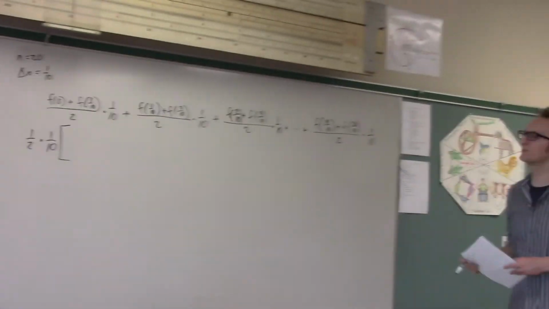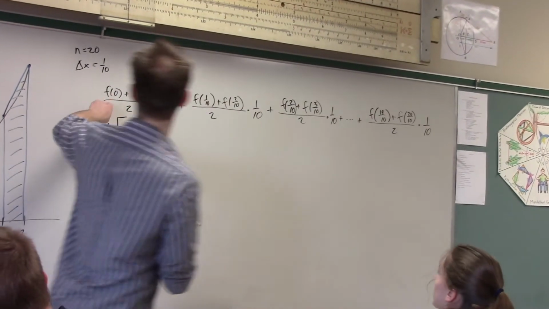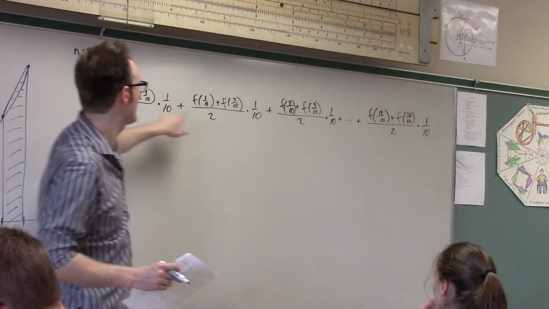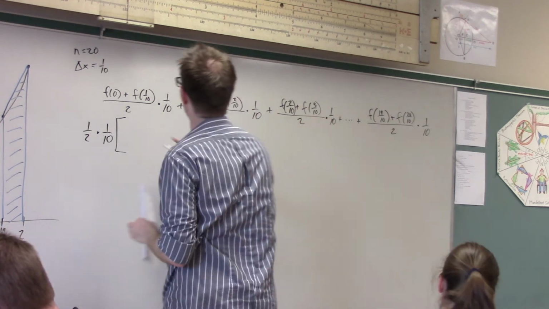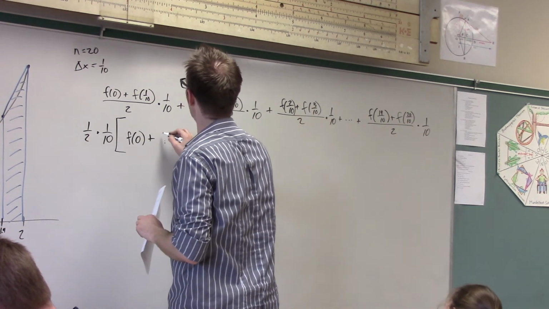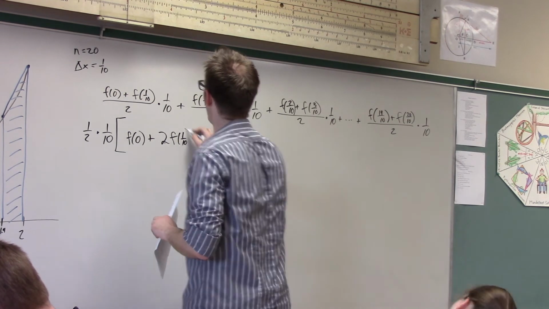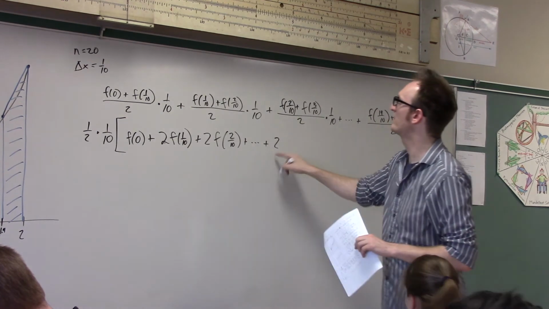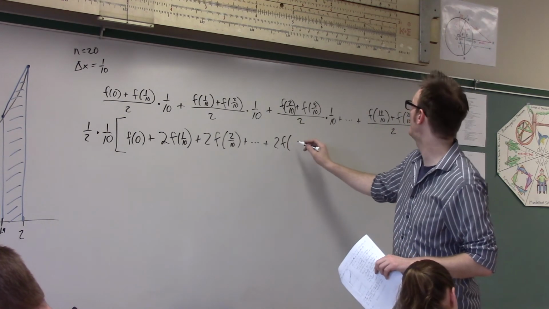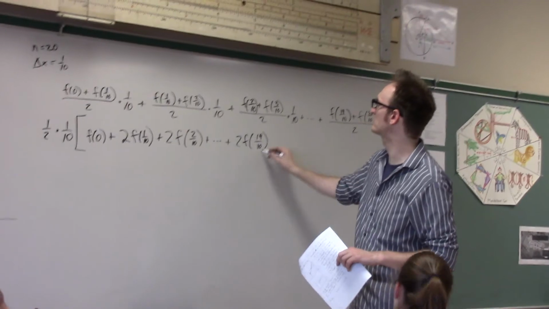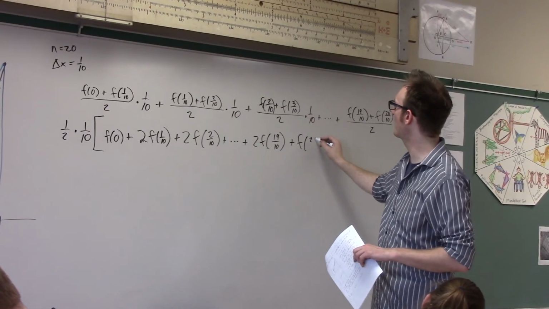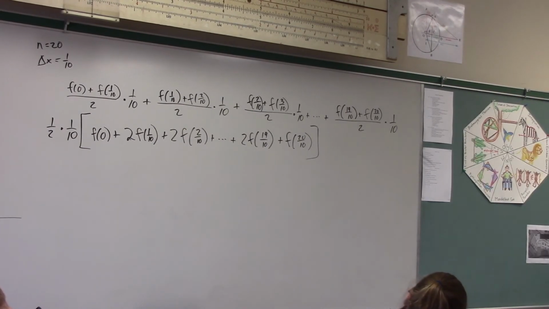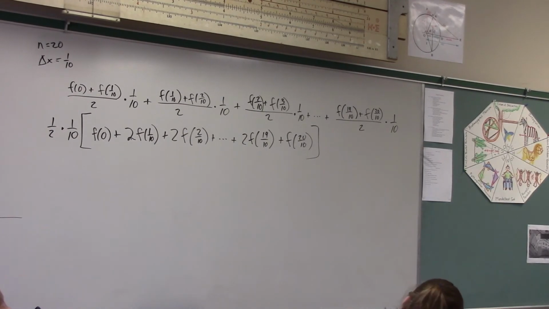I'm left with a whole bunch of y values, but I have one f of 0, then two f of 1/10, right? And then I have two f of 2/10. And so this becomes f of 0 plus 2 f of 1/10 plus 2 f of 2/10, all the way up to 2 of f of 19/10 plus 1 of the f of 20/10. Is this making sense?